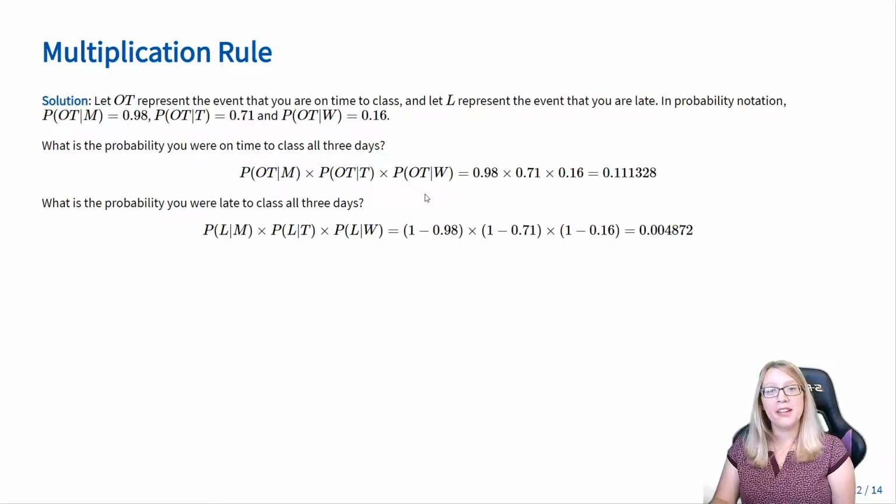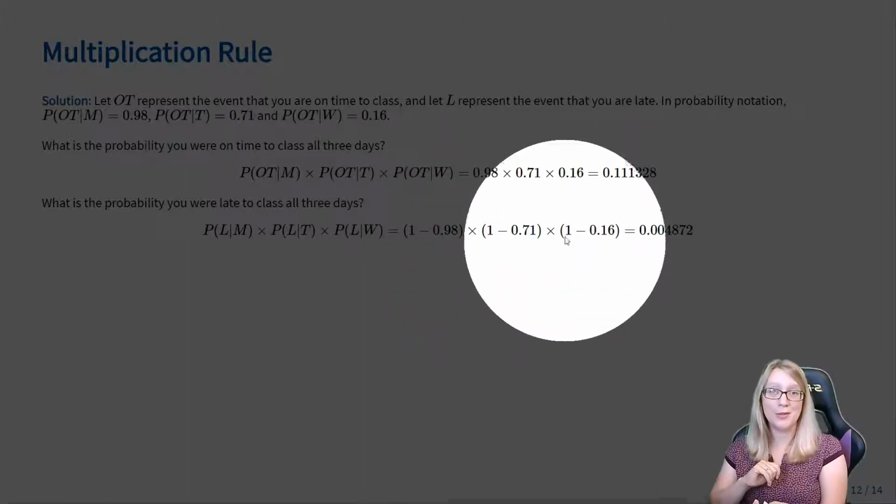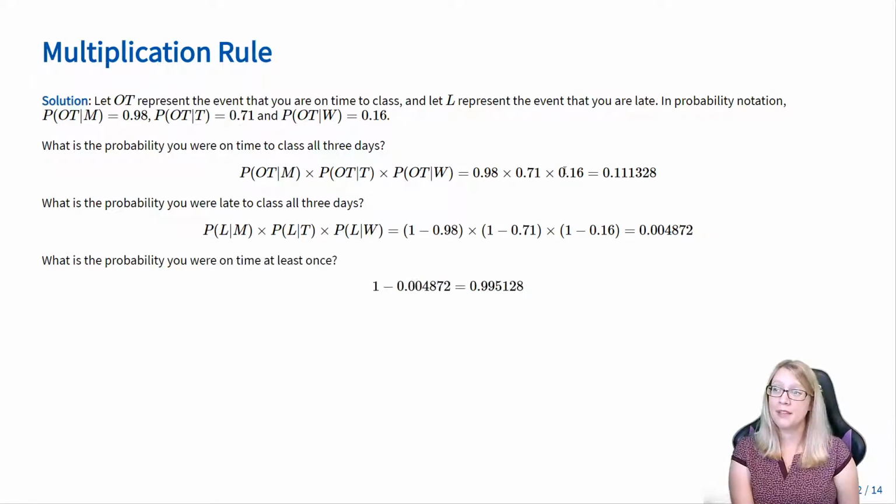Now for the probability that we're late all 3 days, we're going to take the multiplication rule and combine it with a previous one, the complement rule. So the probability that we are late is 1 minus the probability that we're on time. So we get (1 minus 0.98) times (1 minus 0.71) times (1 minus 0.16), and we get about a 0.5% chance of being late all 3 days. So we're probably not going to be late all 3 of the days.